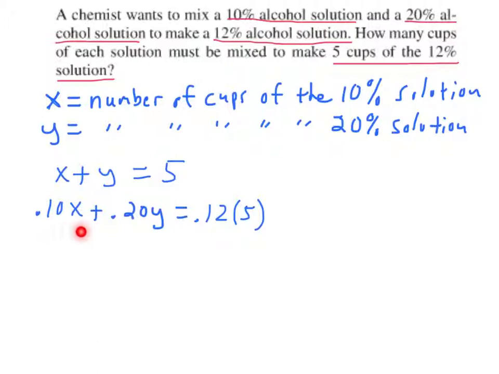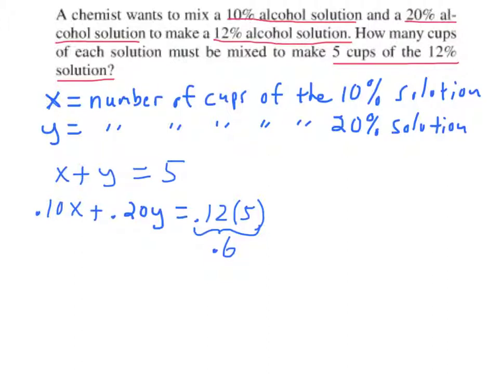Now this first term represents the amount of pure alcohol in the first part of the substance, and the second term represents the amount of pure alcohol in the second part, and the last term represents the pure alcohol in the final end result. Now 0.12 times 5 comes out to be 0.6, so I'm going to replace that with 0.6. Now this time we're going to use the elimination method to solve this system. We could use the substitution method again, like we have in the previous two examples, but it'd be good to practice the elimination method as well.